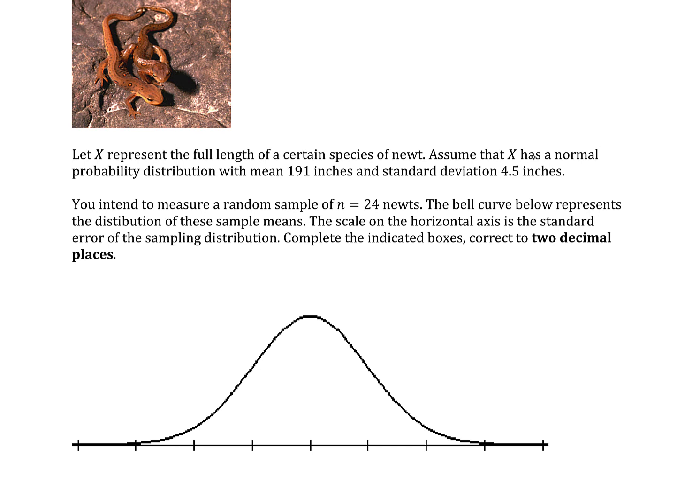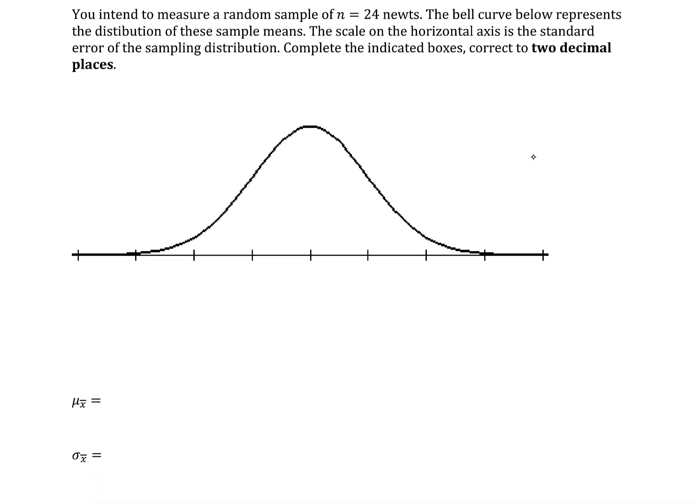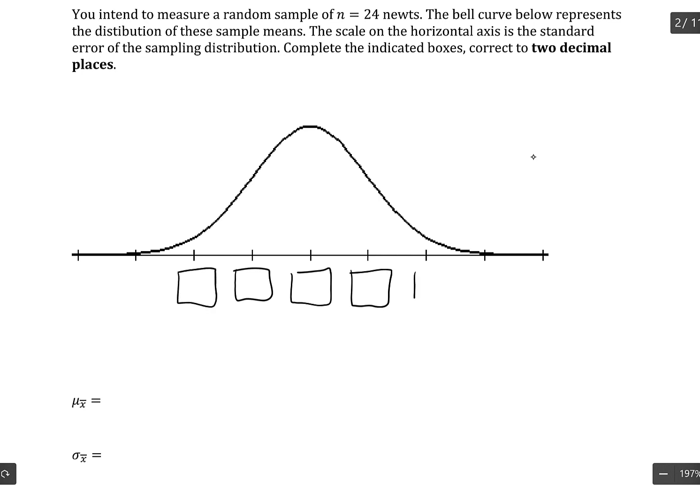The scale on the horizontal axis is the standard error of the sampling distribution. Complete the indicated boxes correct to 2 decimal places. Well, the boxes didn't show here, but effectively what we want to do is identify values along the x-axis, so I'll just choose a few of them to enter so that we can get started.